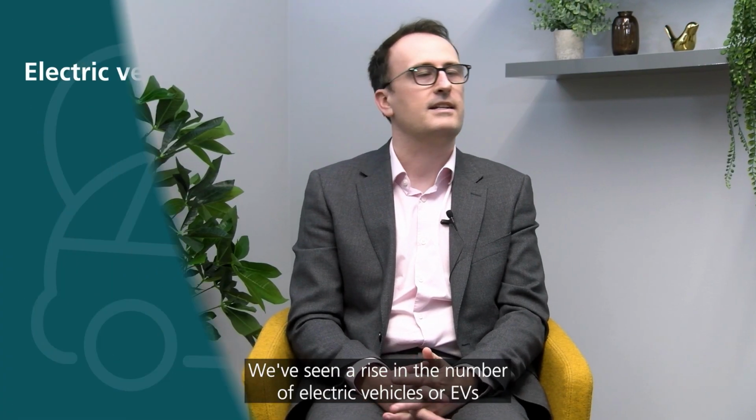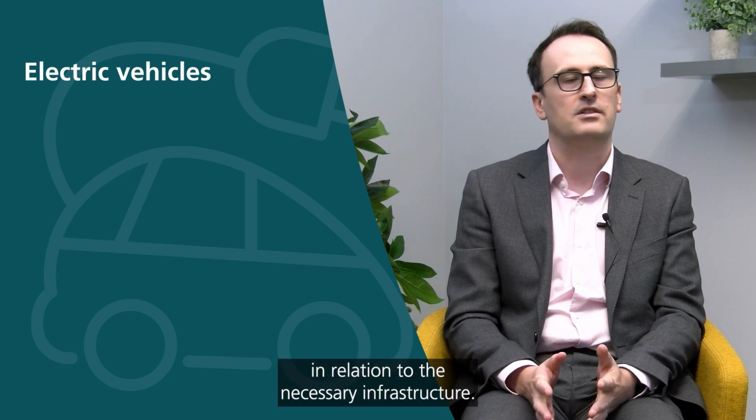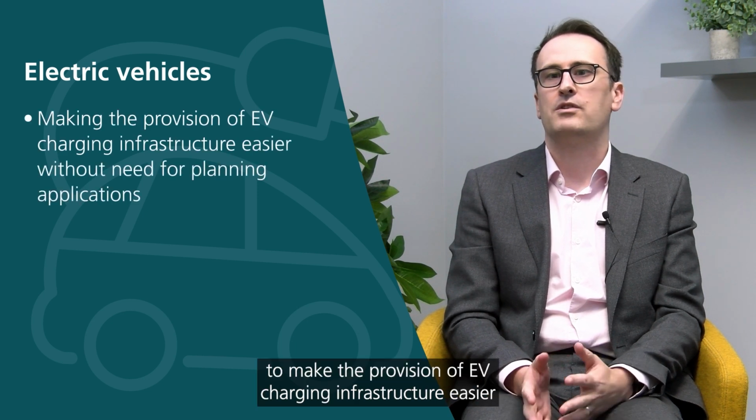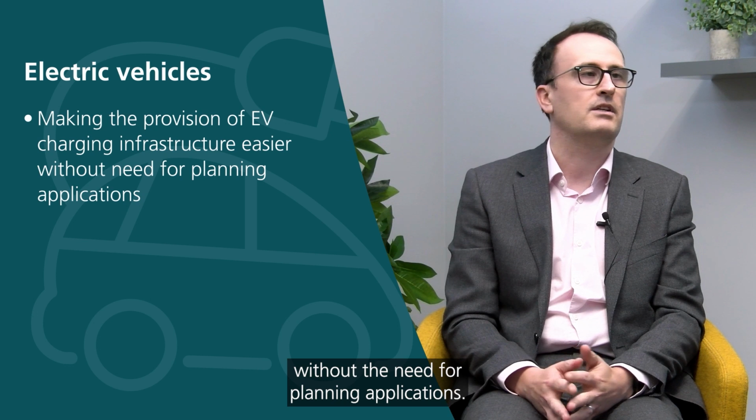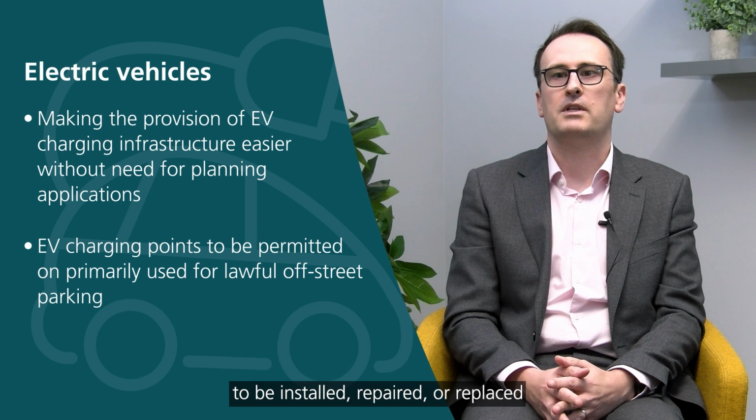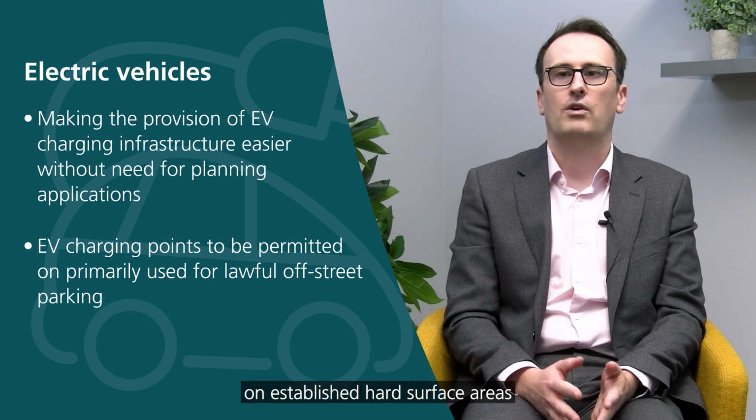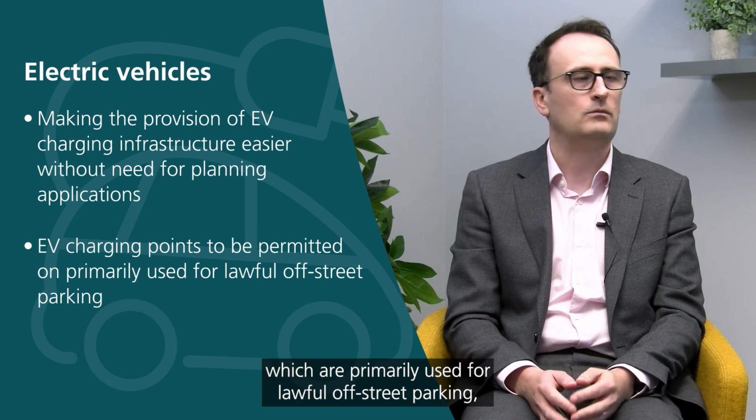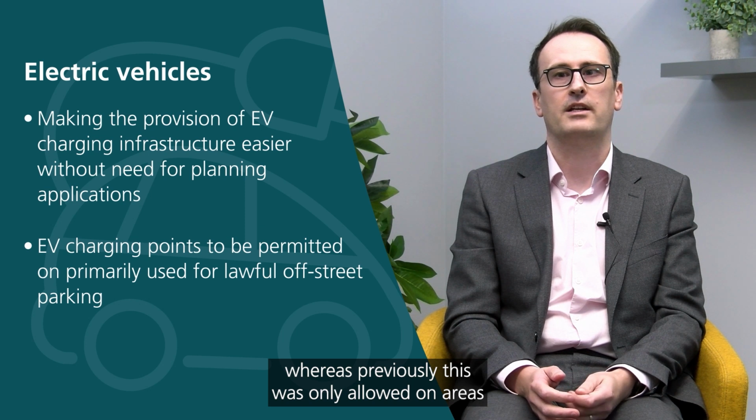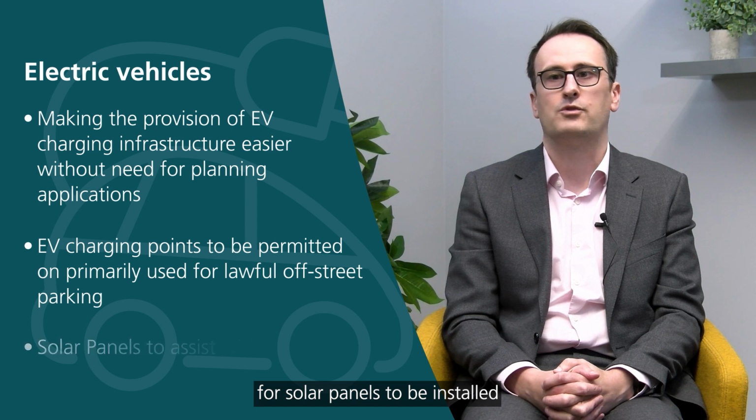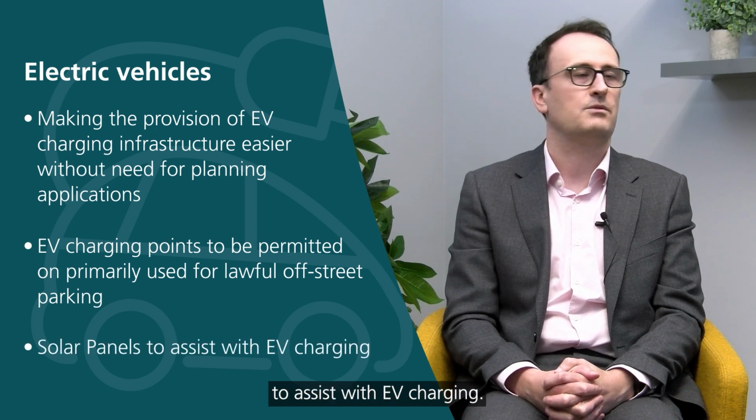Certainly, we have seen a rise in the number of electric vehicles or EVs over the last few years, but there are still challenges in relation to the necessary infrastructure. Now, there have been a series of changes to make the provision of EV charging infrastructure easier without the need for planning applications. For example, it will now be possible for EV charging points to be installed, repaired or replaced on established hard surface areas which are primarily used for lawful off-street parking, whereas previously this was only allowed on areas lawfully used for off-street parking. There are also new provisions for solar panels to be installed to assist with EV charging.